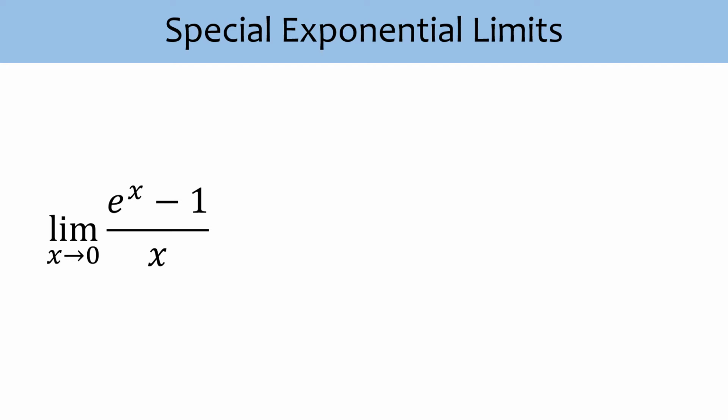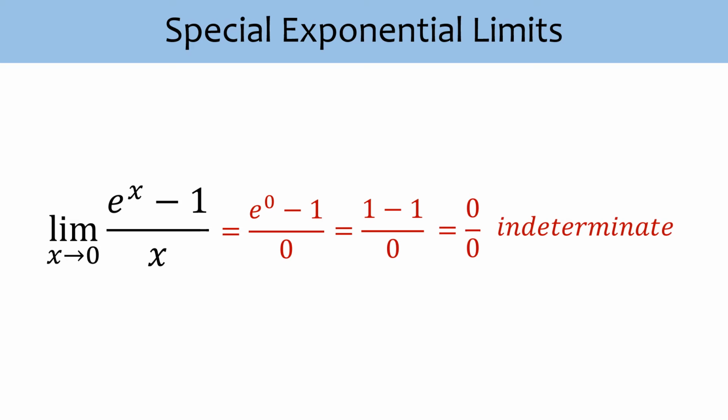If we go ahead and evaluate right away the x's in the given function with a value of a, which is 0, we get the following. The answer would be indeterminate, or 0 over 0.